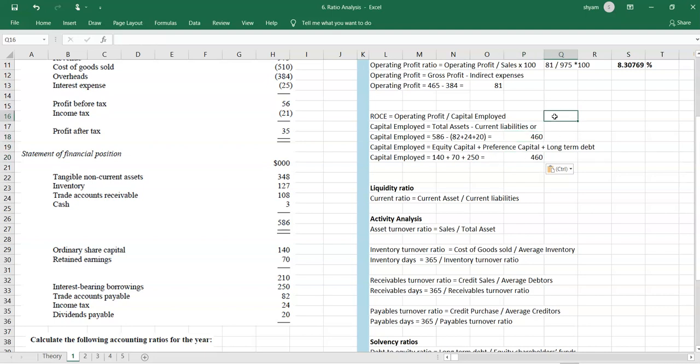So let's get the answer here. Operating profit is 81 that we found out earlier, and 460 are capital employed. This should be expressed in a percentage. So our number would be 17%.